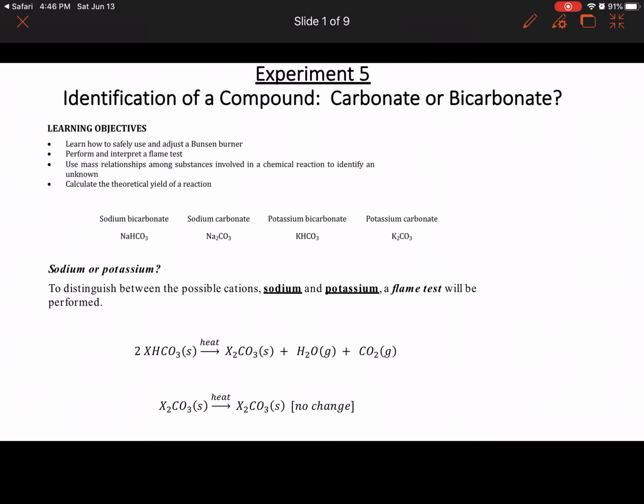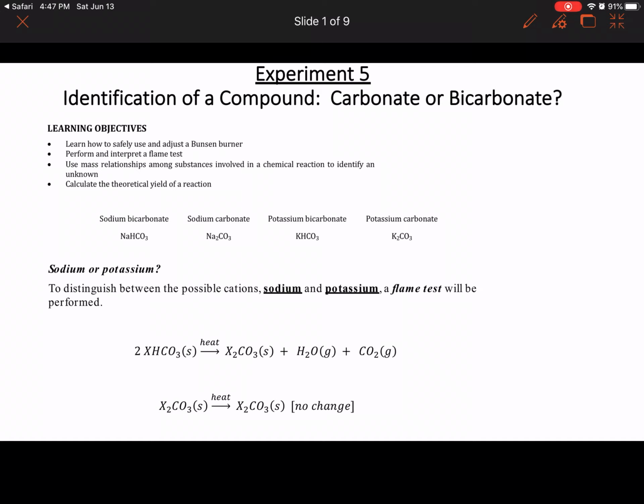Hello everyone, here's the lab lecture for experiment 5, and in experiment 5 we're going to identify a compound that could be either a carbonate or a bicarbonate. In this lab the learning objectives are to learn how to safely use and adjust a Bunsen burner, because we're going to be using a Bunsen burner to cook our sample, and then learn how to perform and interpret a flame test, and also use mass relationships among substances involved in a chemical reaction to identify an unknown.